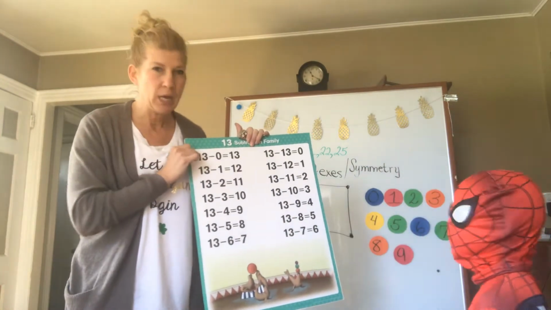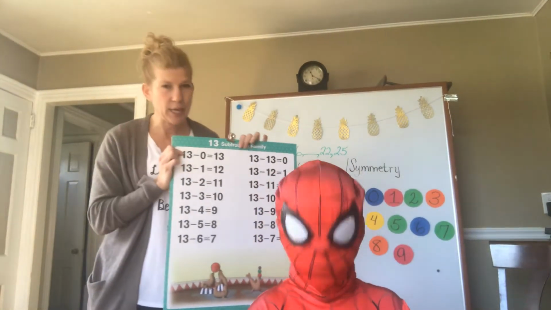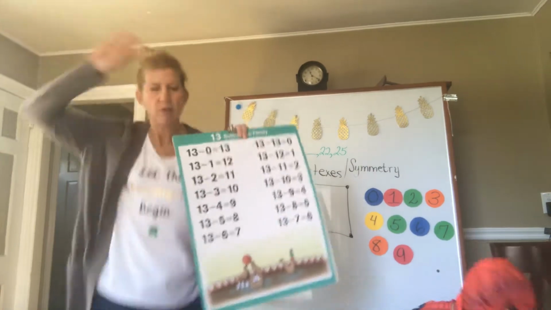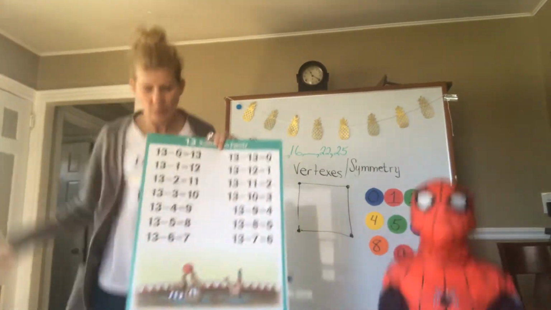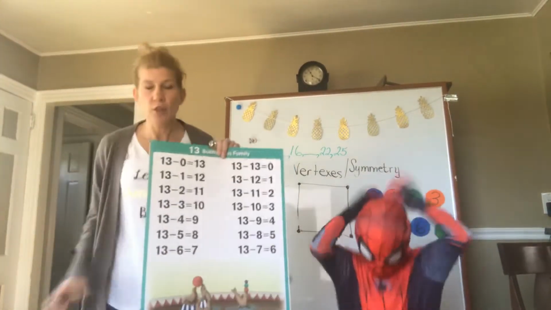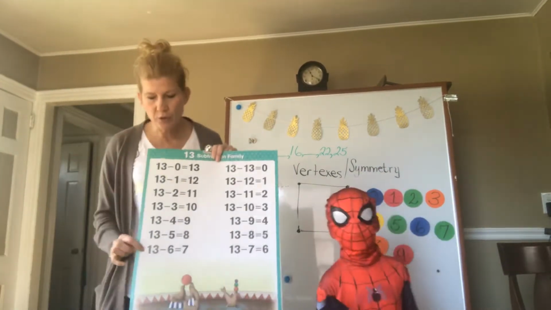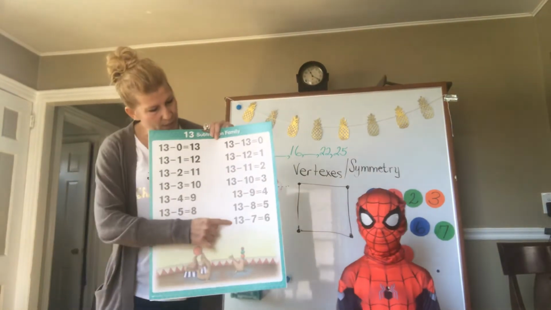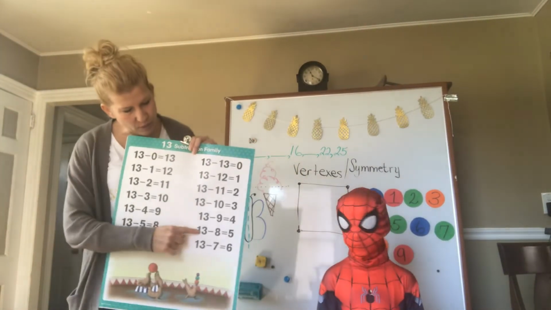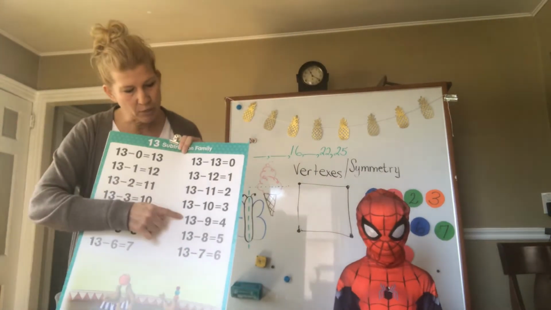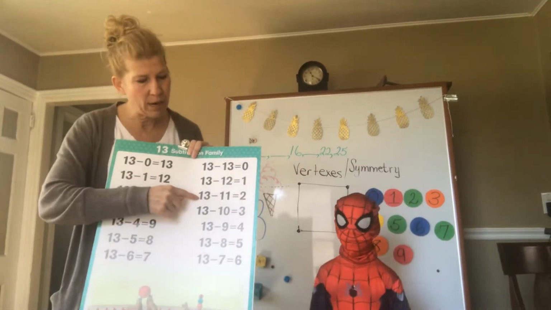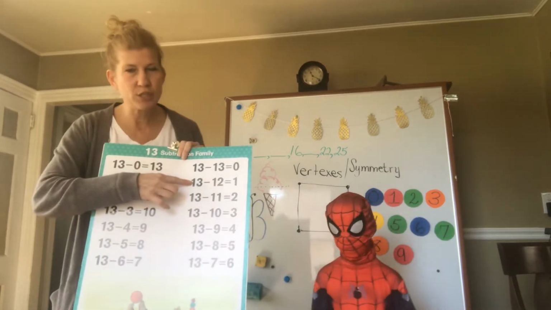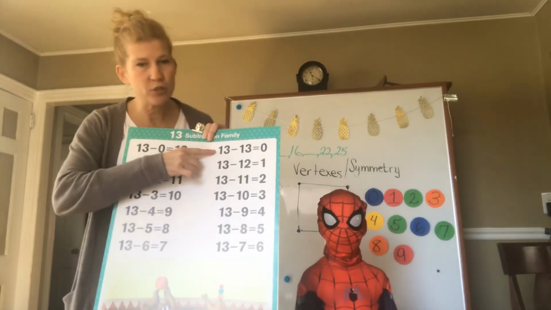So as we go through the family, I want you to do a jumping jack on the answer. So say it with me, please. 13 minus 0 equals 13. 13 minus 1 equals 12. 13 minus 2 equals 11. 13 minus 3 equals 10. 13 minus 4 equals 9. 13 minus 5 equals 8. 13 minus 6 equals 7. 13 minus 7 equals 6. 13 minus 8 equals 5. 13 minus 9 equals 4. 13 minus 10 equals 3. 13 minus 11 equals 2. 13 minus 12 equals 1. 13 minus 13 equals 0.